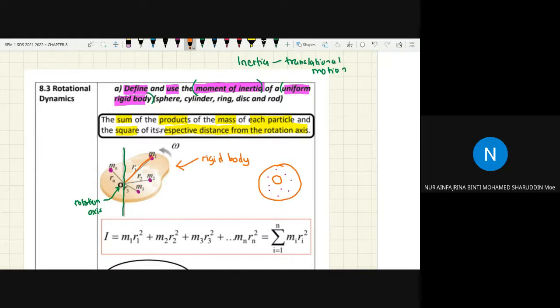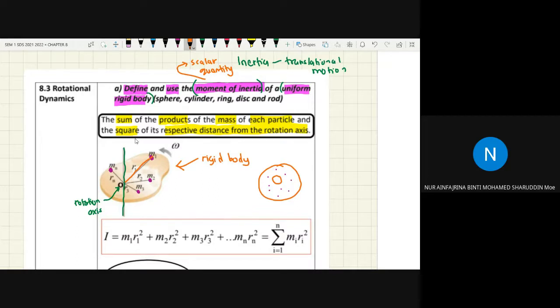And awak kena faham moment of inertia ni dia adalah scalar quantity. Boleh? Nampak macam donut. Okay guys, do you have any question? Kids, do you have any question? No, Miss. Tapi boleh faham tak apa definition of moment of inertia?